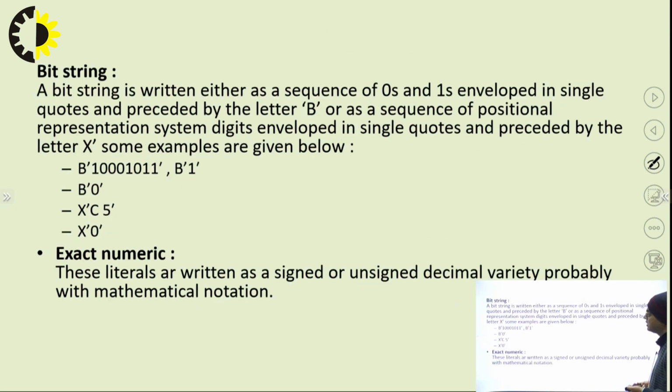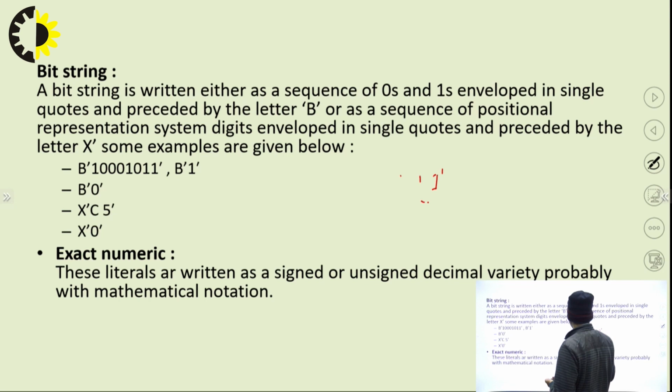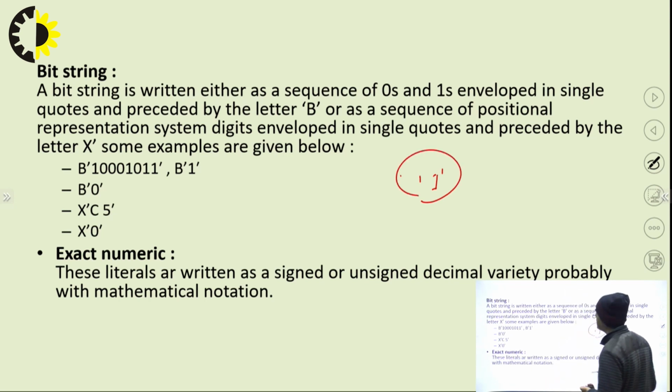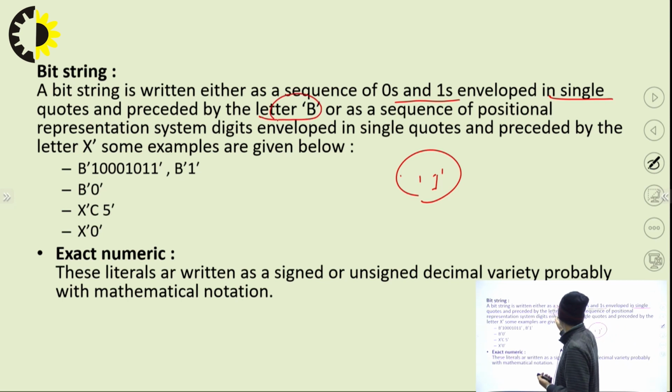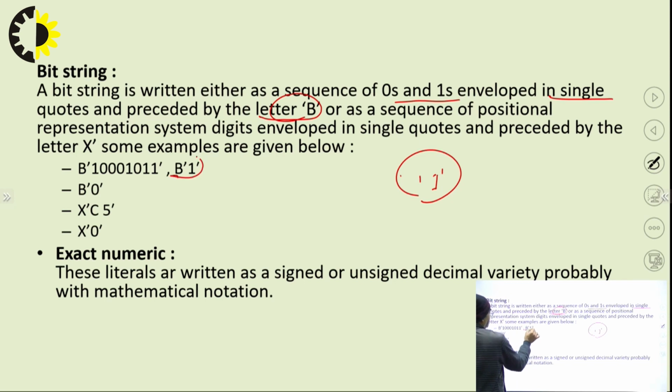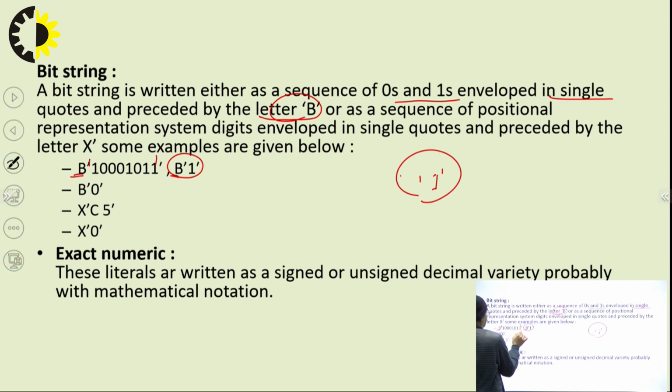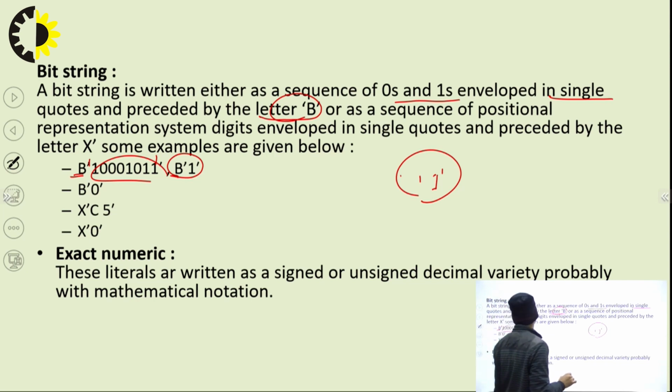Next one is the bit string. How do we write a bit string? Let's suppose I have written 1, that becomes a bit string. But in some cases we have to put certain marks to specify a bit string. A bit string is written either as a sequence of zeros and ones enclosed in single quotes and preceded by the letter B. For example, here we have written bit string 1, preceded by B. Here we have written a combination of both 0 and 1, so we first write B, after that single quotes, then we write the string, and that becomes the bit string.